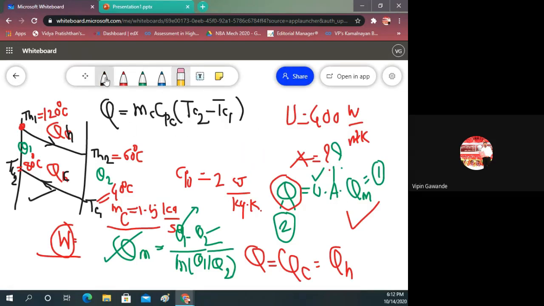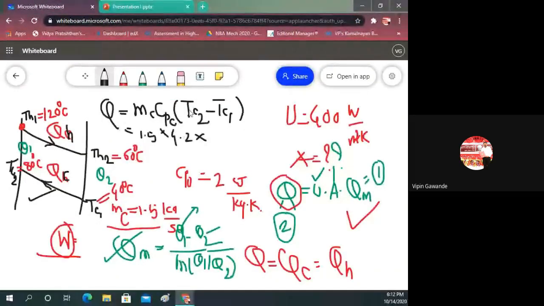What is M here? This is for the cold fluid. It is 1.5. What is CP for the cold fluid? It is given as 4.2. And what is the temperature difference? TC2, 80 minus 40, so this is 40 degrees Celsius. M is in kg per second and CP is in kilojoule per kg per degree, so this comes directly in kilowatt.